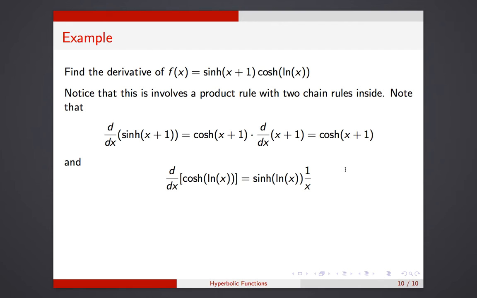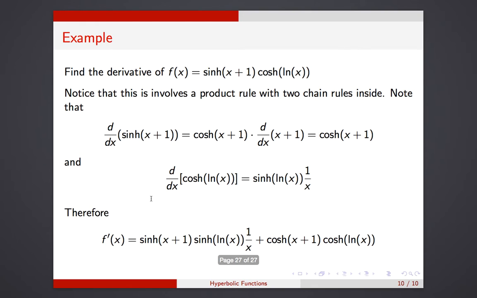But of course, the derivative of x plus 1 is just 1, so we end up with just cosh of x plus 1. And the derivative of cosh of natural log, how do we handle that? Well, we take the derivative of the outside guy, leave the inside alone, and then we multiply by the derivative of the inside guy, which is 1 over x. So using the full product rule and putting these two pieces of information together, we get this.